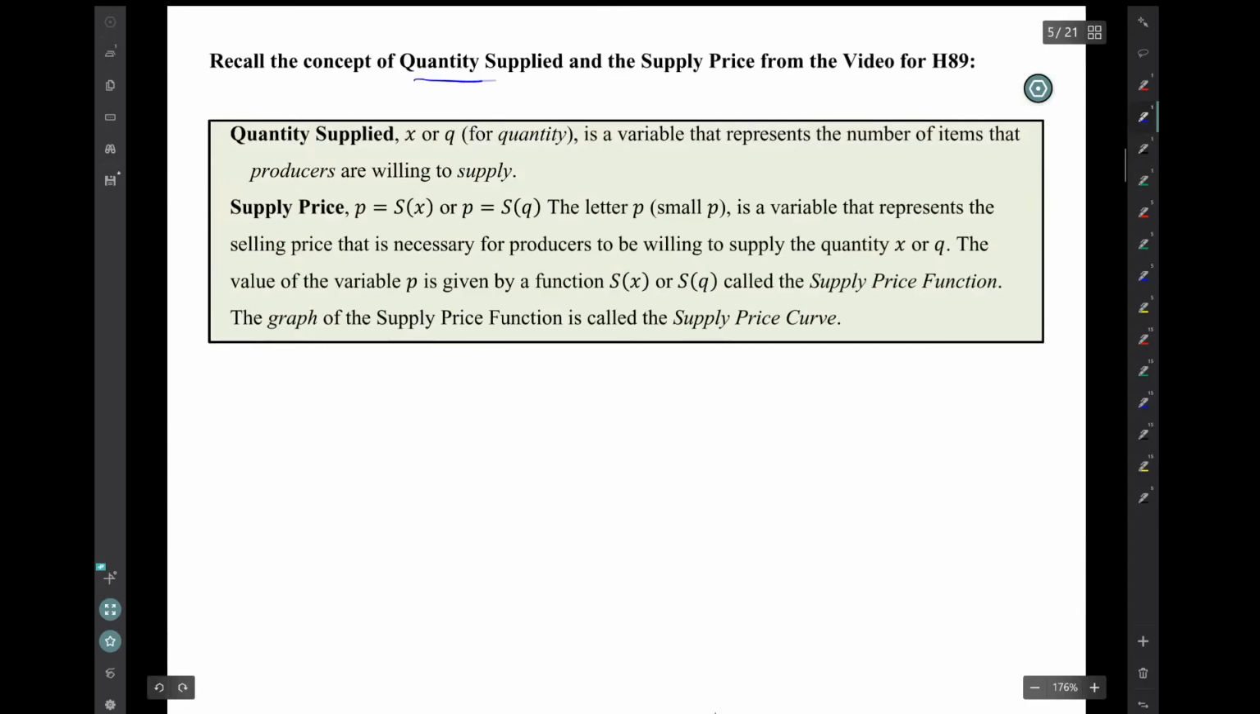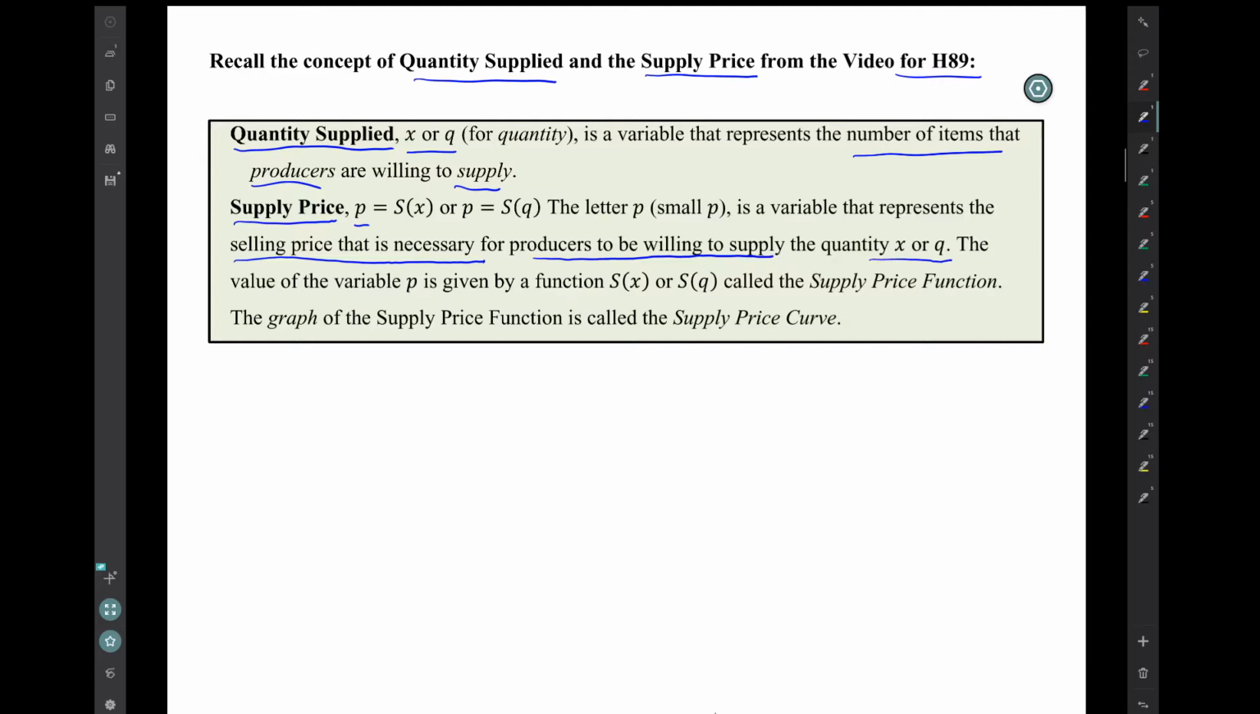And recall the concept of quantity supplied and the supply price from the video for homework 89. What I call the quantity supplied, denoted by either X or Q, is a variable that represents the number of items that producers are willing to supply. And what I call the supply price, denoted by small letter p, is a variable that represents the selling price that's necessary for producers to be willing to supply the quantity X or Q. And the value of that variable p is given by a function denoted capital S of X or capital S of Q. It's called the supply price function. And the graph of that function is called the supply price curve.